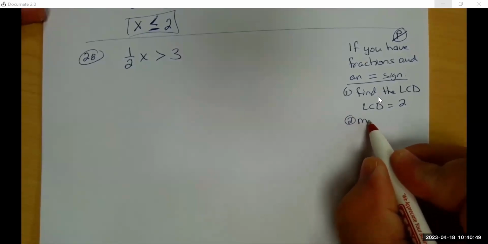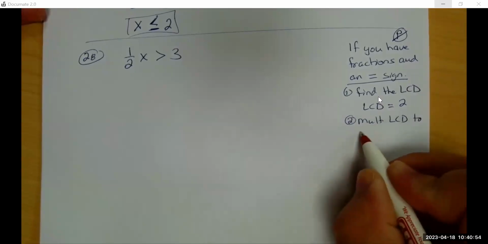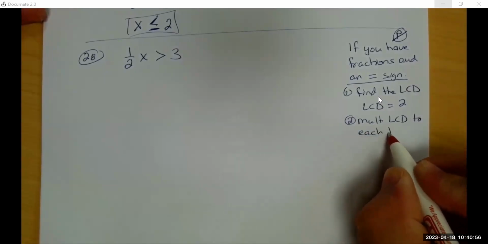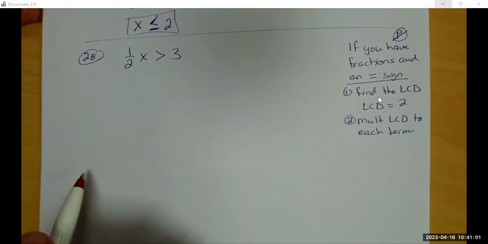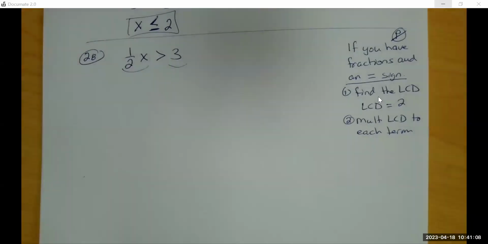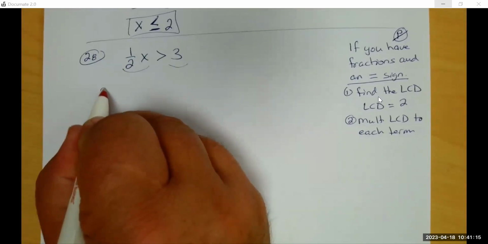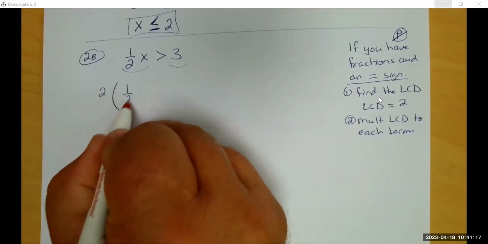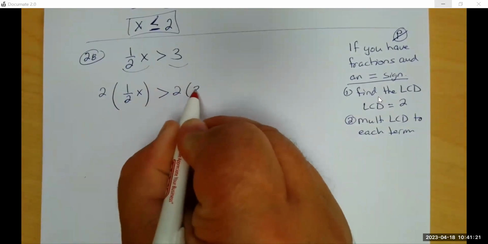Second step, multiply the LCD to each term. How many terms do we have in this equation? 2. This is a term, that's a term. A term is anything separated by a plus or minus or equal sign. So I put a 2 in front of this first one and a 2 in front of this next one.